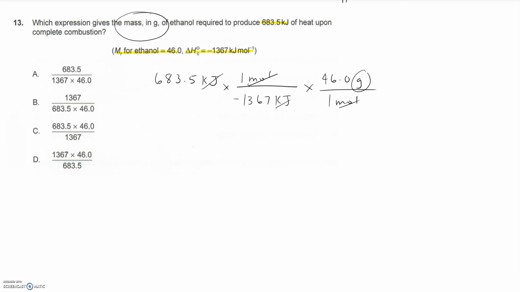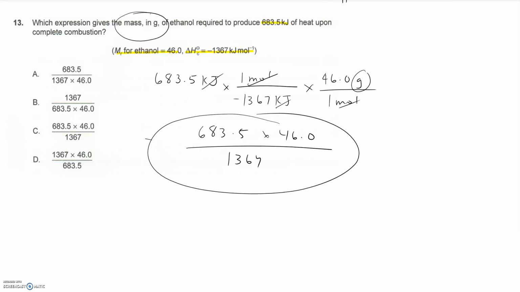So now I just need to get rid of all the extra stuff and see what my number would look like. 683.5 times 46.0 divided by 1367. The answer that has that layout is C. C is the correct answer.